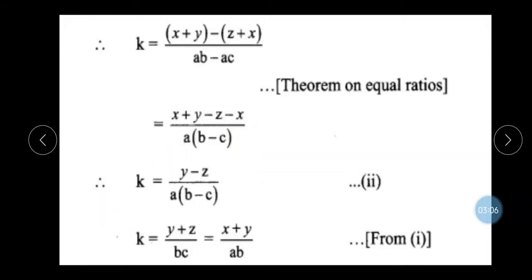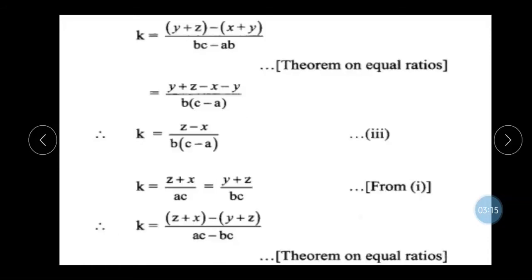Now similarly, we will take k is equal to (y plus z) upon bc is equal to (x plus y) upon ab. That is from 1. Applying theorem on equal ratios, k is equal to (y plus z) minus (x plus y) upon bc minus ab. Opening up the bracket, we get y plus z minus x minus y upon bc minus ab.